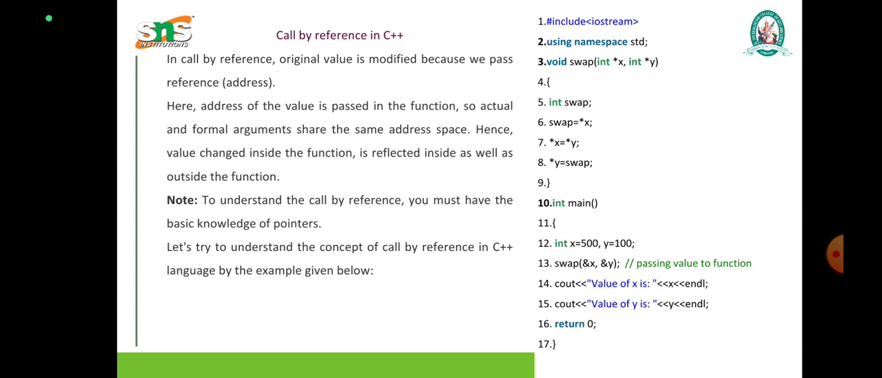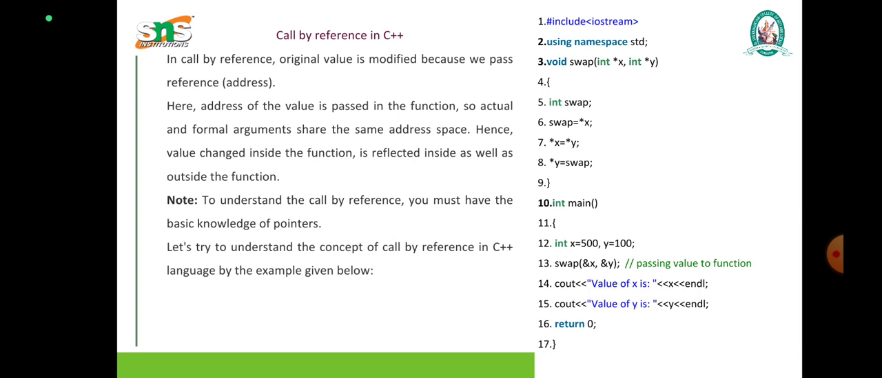We are passing two arguments, x and y, as integer type, and then we are declaring the variable swap here itself. So swap is equal to x, x is equal to y, and y is equal to swap. What happens is the value stored in x will be stored in y, and the y value will be stored in x again. It is swapped.